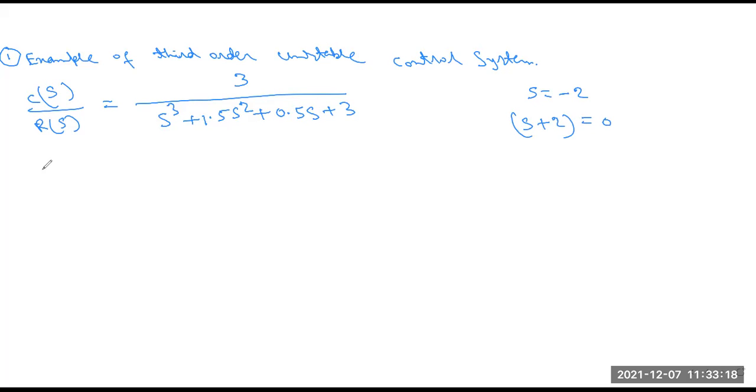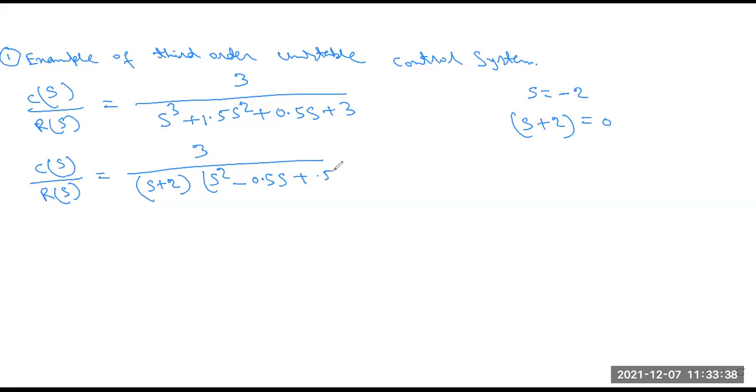So now you put this value in the equation, that is C(s) by R(s) equals 3 by the factor (s plus 2) into (s square minus 0.5 s plus 1.5). Is it clear how this equation is coming from the previous equation? Please respond, everyone. Is it clear how it is coming?